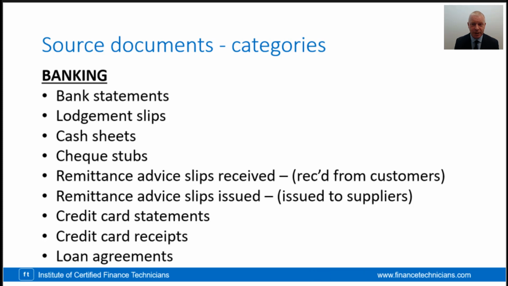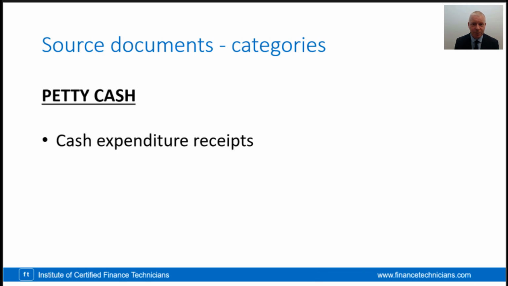Petty cash is an area that if you have a petty cash system, you will have cash expenditure receipts and cash lodgement receipts. Pretty straightforward in that you need to have both of those available to be able to calculate how much money should be left at the end of the period.